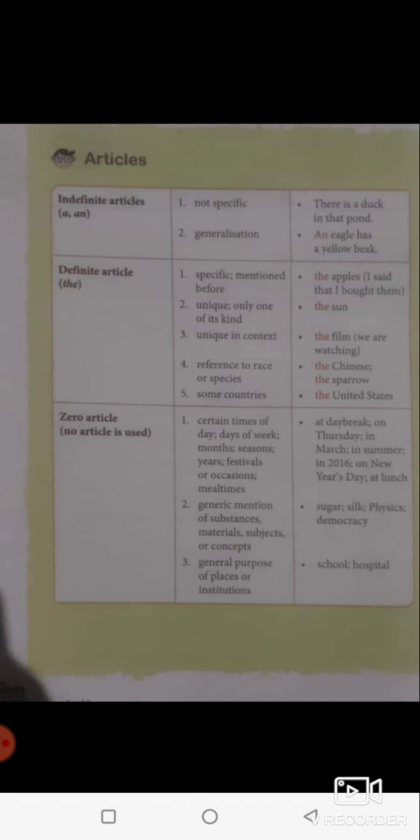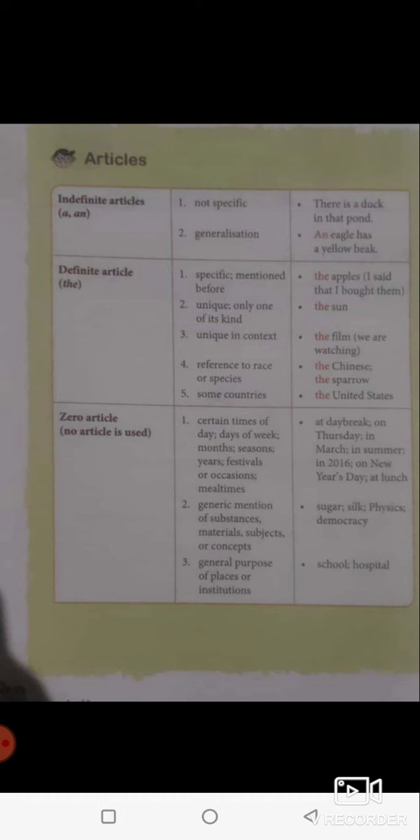In March, when you say the month of March, when we specify, we can use the. Whereas when you just talk about March, then you use no article. In March, in summer, in 2016, 2020. So in summer or in winter, not in the winter, during the winter is different. In summer, it's not in the summer. On New Year's Day, it's not on the New Year's Day, it is on New Year's Day. At lunch, it's not at a lunch or at the lunch or at the breakfast. No. So these are the places where we avoid using any articles.